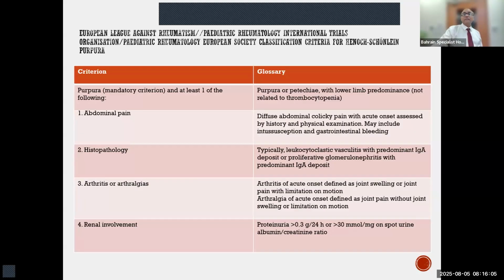These are the criteria suggested by the pediatric rheumatology international trials. Purpura is mandatory in diagnosis, and at least one of the following should be present: abdominal pain, histopathological features of vasculitis, arthralgia, or renal involvement, especially proteinuria more than 0.3 gram over 24 hours.